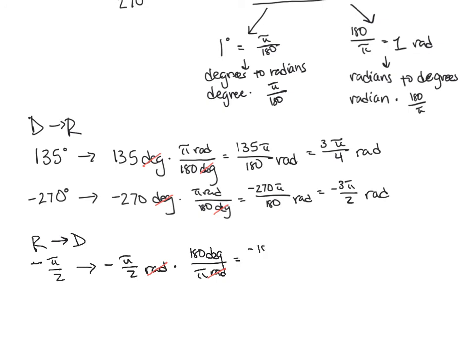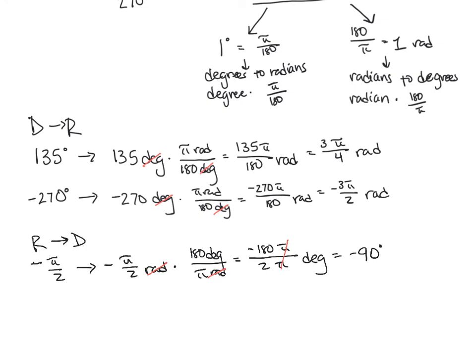And this is going to be negative 180 pi over 2 pi, multiplying straight across. And I'm like, you know what? Those pi's are going to cancel each other out, and we're just going to be left with negative 180 over 2. Oh, I forgot to write degrees. Negative 180 over 2 degrees, which is the same as negative 90 degrees.